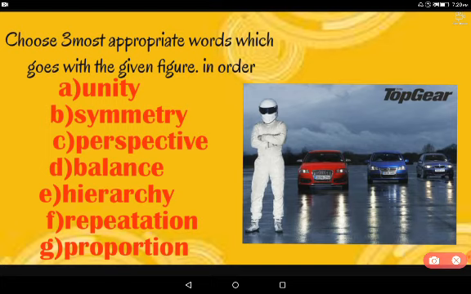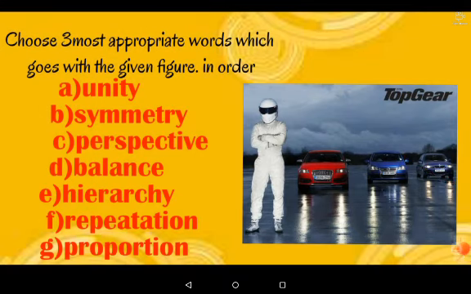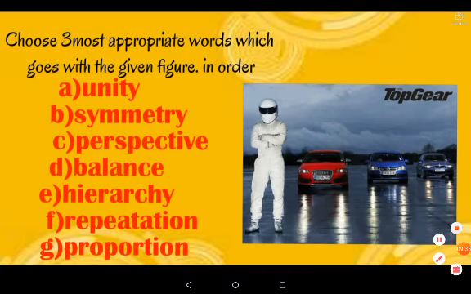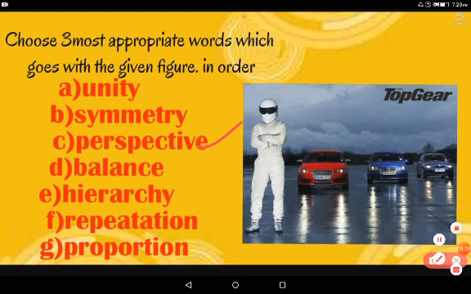We can't see any unity in this figure. There is no symmetry at all. And let's check perspective. There is some perspective. Look at these cars. Yes, there is perspective. See this closely. See this part, this line, and yeah, there is perspective, the car's orientation, and many things. And there is an asymmetrical balance.